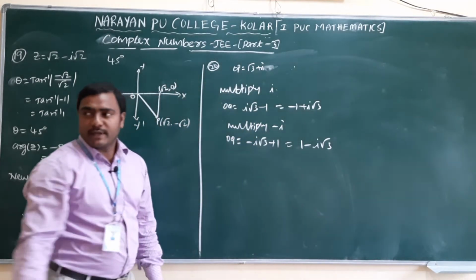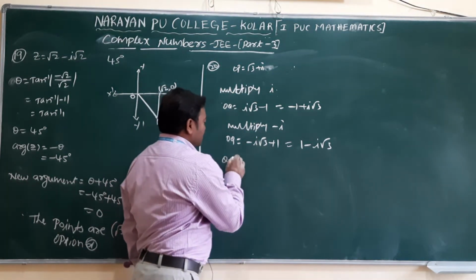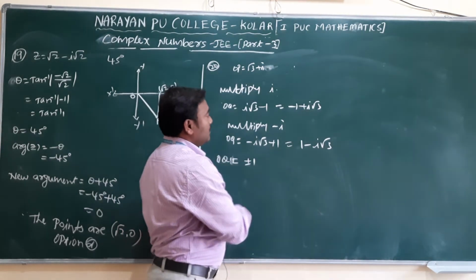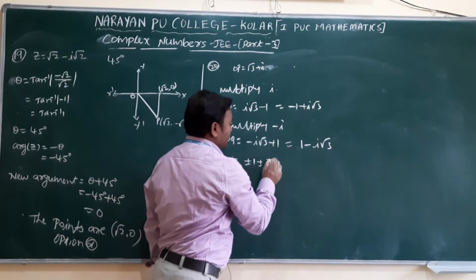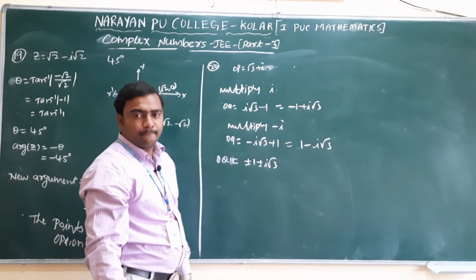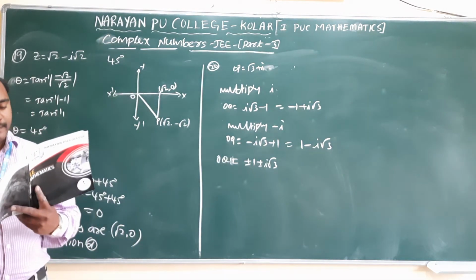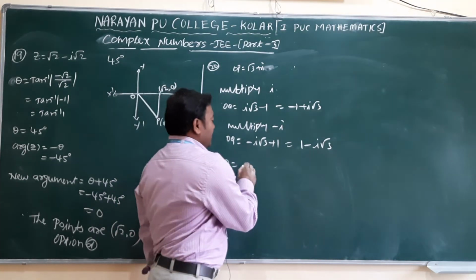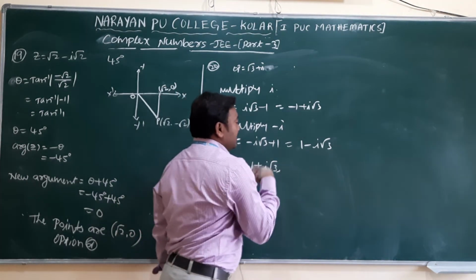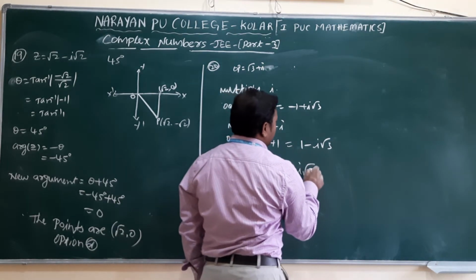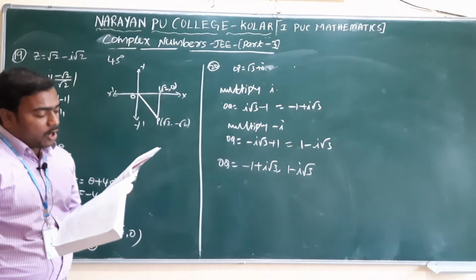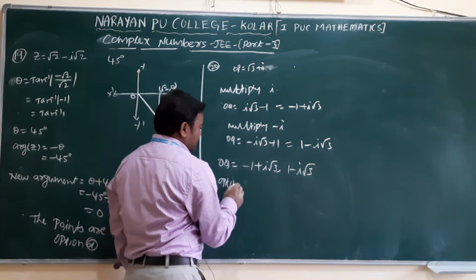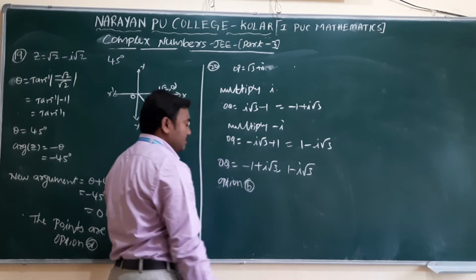So the points of OQ are plus or minus 1 plus or minus i root 3. No need for plus or minus, the points of OQ are minus 1 plus i root 3 comma 1 minus i root 3. Here option B is the correct option. Option B is the correct option.